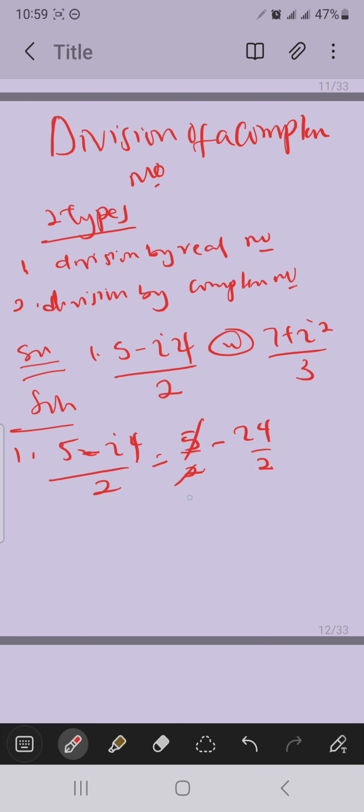So this one comes with this. It will be 2.5, or you can leave it as 5 over 2 as well, minus i. This one comes with this, it will be 2. So this is going to be the answer.